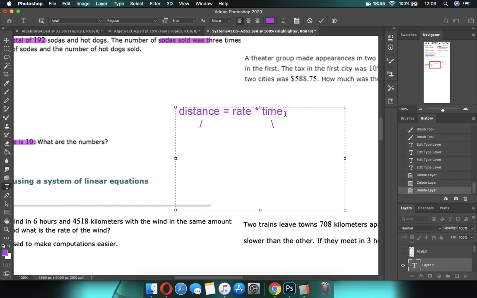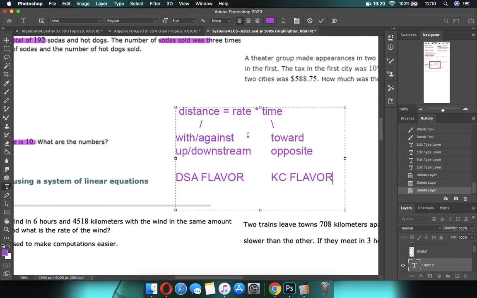One kind, you're either going to be going with and against, or maybe going upstream and downstream. That is our, and I'm going to put this in caps, DSA flavor, because that's the type they're going to give you on the DSA. But they do want you to be comfortable with substitution as well, so they're going to give you another one. This is usually where you have bikes or cars or trains, and they are either going toward each other or in opposite directions. We'll call it the knowledge check flavor. It doesn't always show up on a knowledge check, but this one is absolutely guaranteed to show up on the DSA flavor.